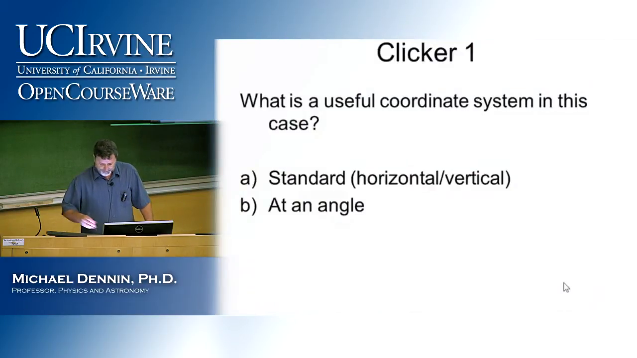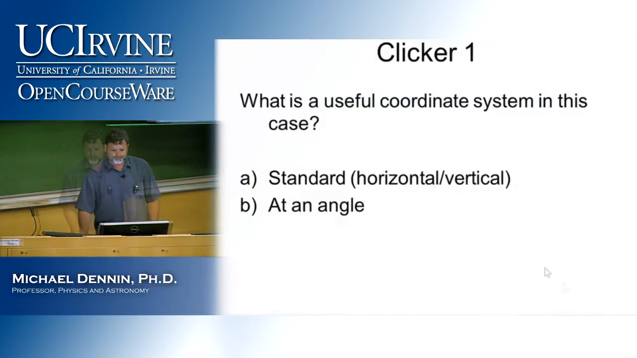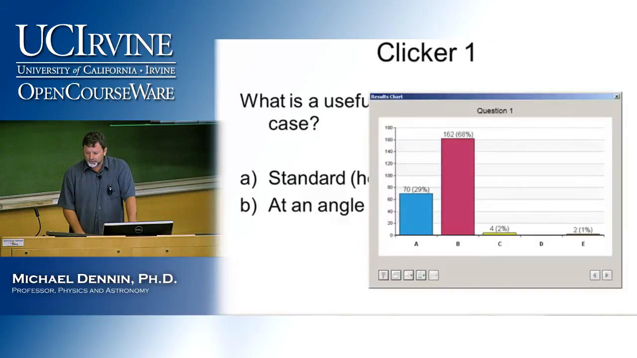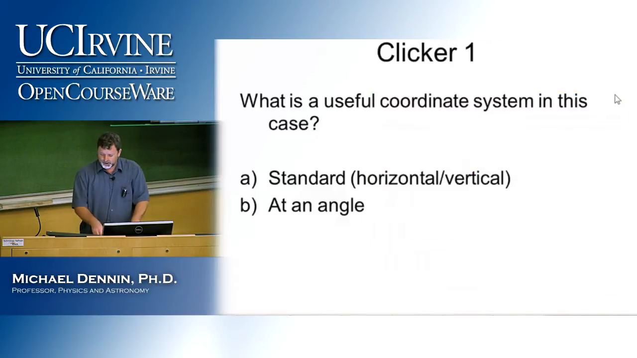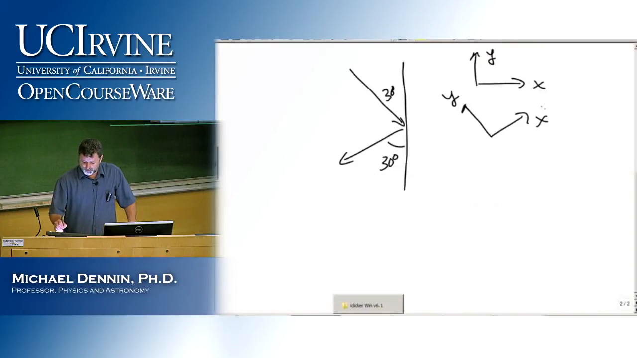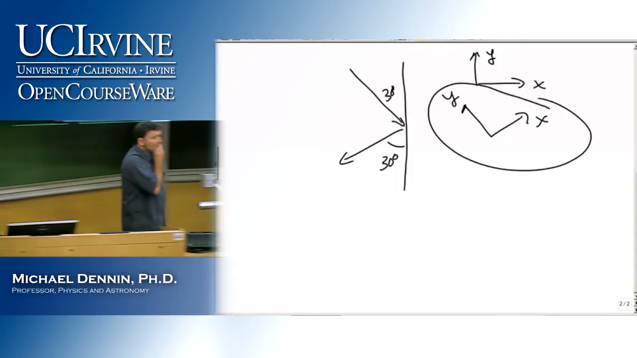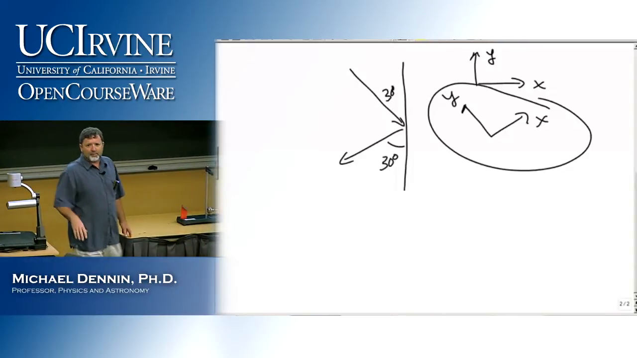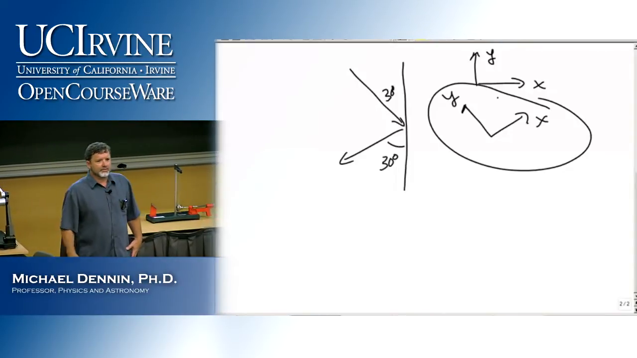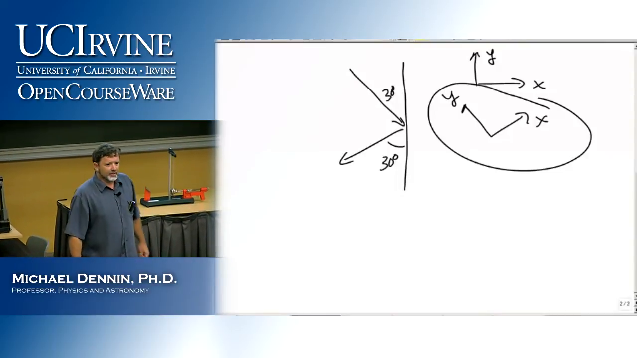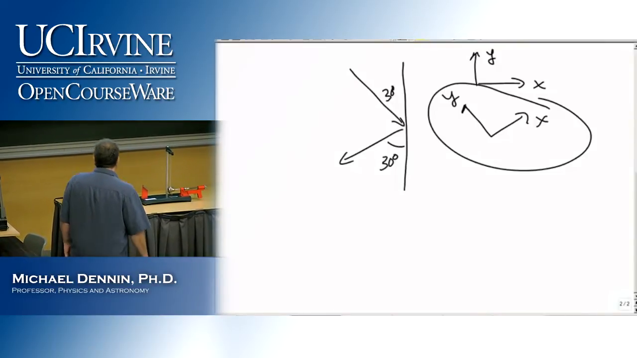Let's vote on that. OK, so most of you are going for an angle. Pretty good. So why are we going for an angle? Why would you pick this coordinate system? Why would that be a good coordinate system to pick? Yeah. OK, so we might get to avoid doing components.